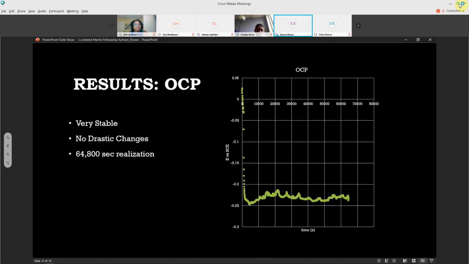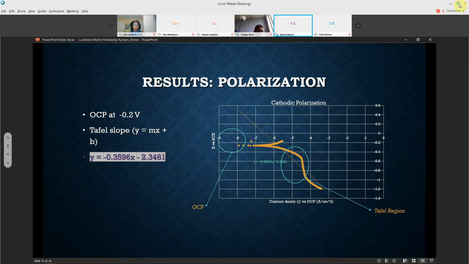The results obtained from our research were, as you can see, the OCP scan produced a very stable result with no drastic changes over an 18-hour stabilization period, which was pretty good actually. Our cathodic polarization scan at negative 0.2 volts produced a nice curve here. It must also be noted that the cathodic polarization scan was done multiple times while the anodic scan was not done as much because we decided to test for that a bit later, which we didn't have as much time to complete.